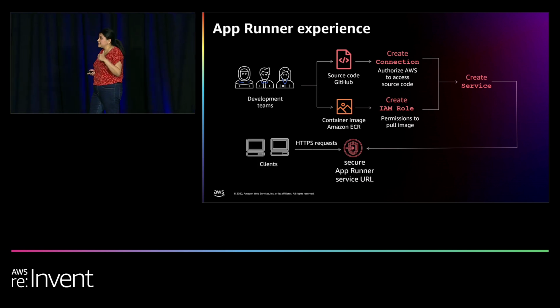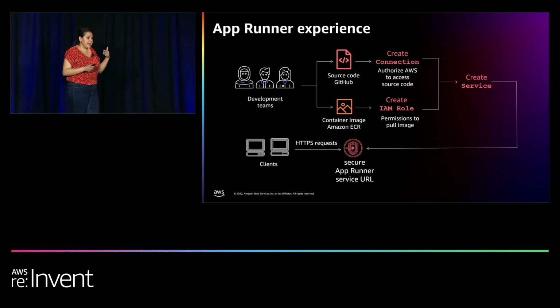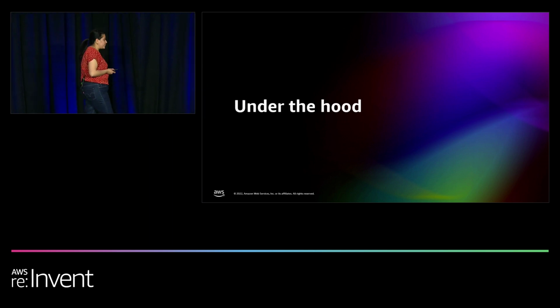And like I said, you won't see the instances, you won't see the Fargate tasks or the containers, you won't see the load balancer, you won't see the autoscaling group. You just see this endpoint against which you can make requests, and everything magically scales as you send more requests to that endpoint. So what's going on under the hood of all this magic?